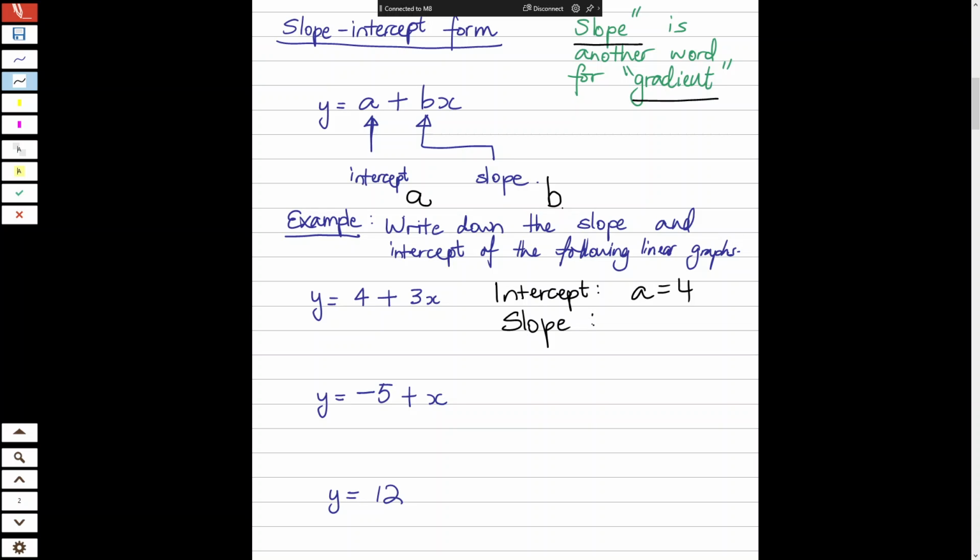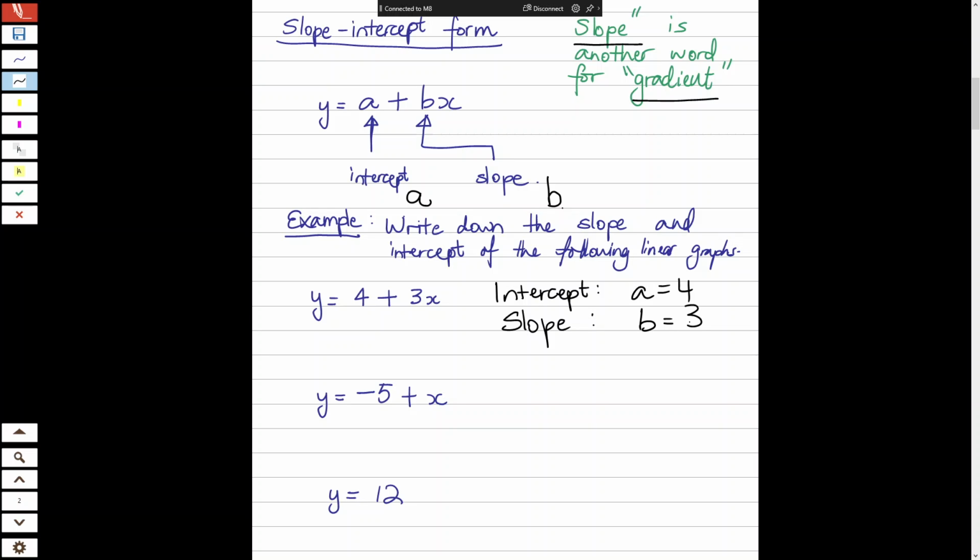Okay, so if the intercept's 4, what's the slope going to be? Is it 3 or 3x? We've got to be careful here. Yeah, it's just a number. It's easy to get this wrong the first time, but that's fine. The slope or the gradient is the number in front of the x.